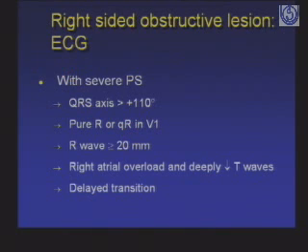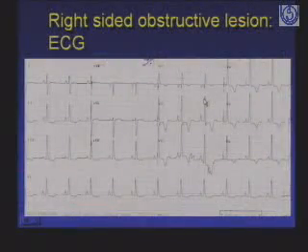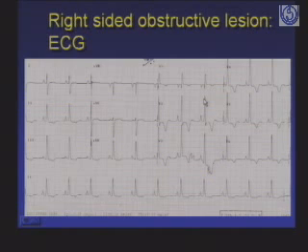With severe pulmonary stenosis, there will be further right axis deviation, pure R or QR in V1, with even T wave inversion, R wave more than 20 millimeter, with right atrial overload and deeply inverted T waves. And there will be delayed transition. Delayed transition means, you can see on this ECG, this is a 4-year-old child with critical valvular pulmonary stenosis. This is V1 to V6. You can see there is no change in the QRS pattern. Just right-sided forces persisting up to V6.